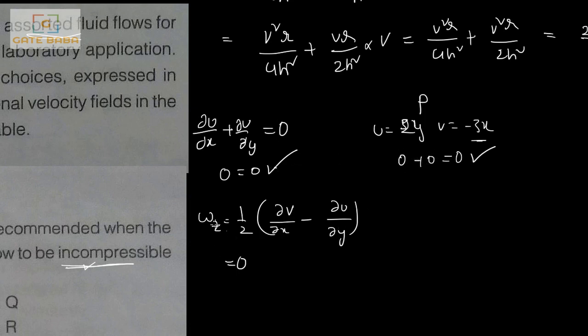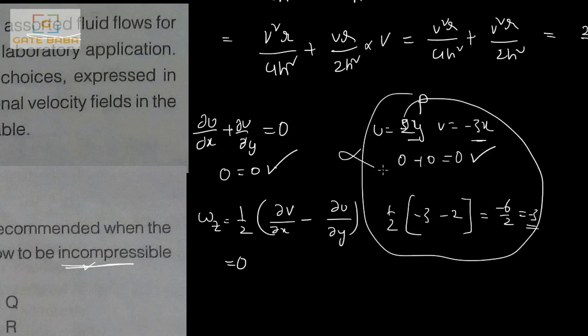And check for the rotationality also. So 1 by 2 of dou v by dou x, with respect to x it is minus 3, and minus dou u by dou y, with respect to y it is minus 2. So that will be minus 6 by 2. It is having some value, so it has not passed the test. So delete this answer. Fluid P cannot be chosen.